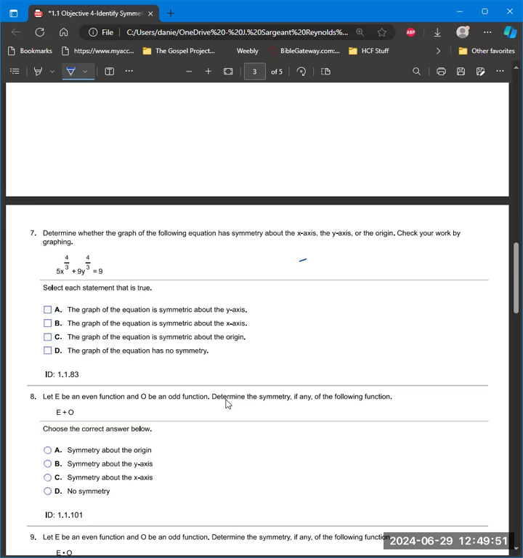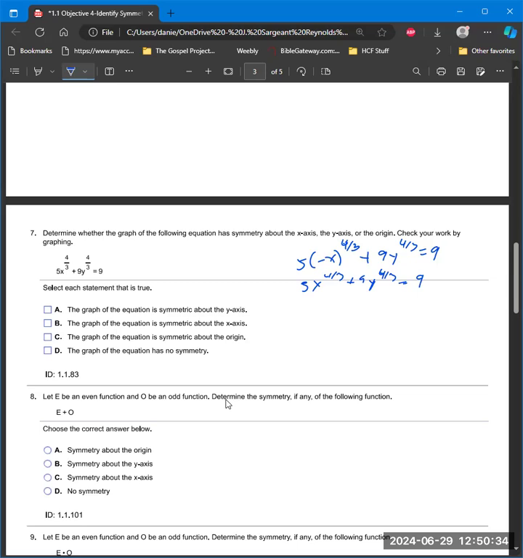Let's go ahead and plug it in. 5 times negative x raised to the 4/3 plus 9y to the 4/3 is equal to 9. And take the cube root of negative x. The negative is going to go away because there's 4 of these. So this is going to be 5x to the 4/3 plus 9y to the 4/3 is equal to 9. So it's going to be symmetric with the y-axis when I replace x with negative x.